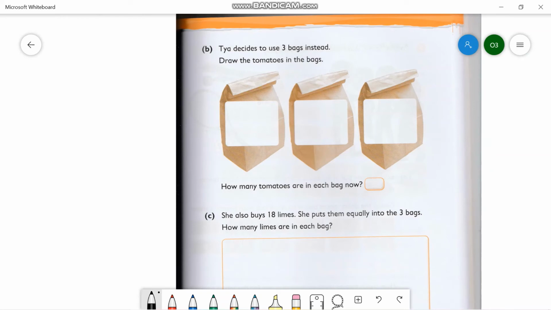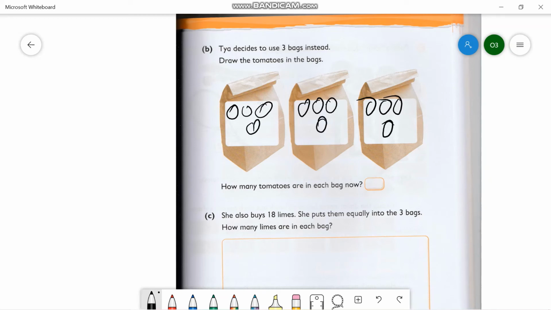Taya decides to divide the tomatoes into 3 bags instead. Draw the tomatoes in the bag. So again, we're using the same 12 tomatoes, and we're going to put it here. What you're going to do is you just have to put the tomatoes 1 by 1 and stop at 12, okay? So we have 1, 2, 3, 4, 5, 6, 7, 8, 9, 10, 11, 12.